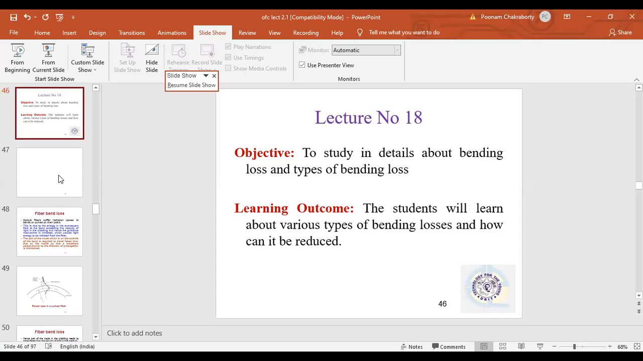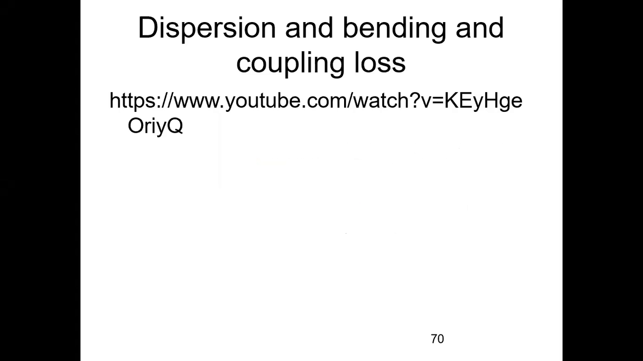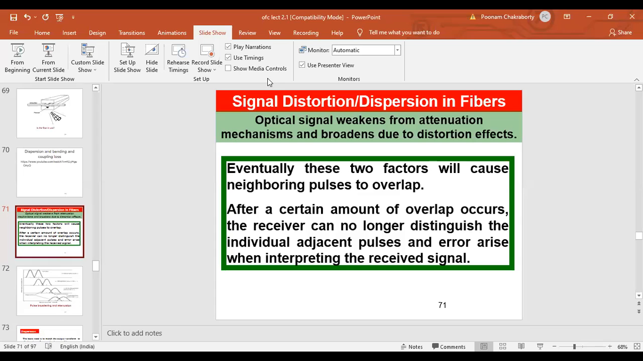We'll see the coupling loss later on. Okay, so now we can start with the numericals. I'll dictate. So write down the question. Two step index fibers exhibit the following parameters.